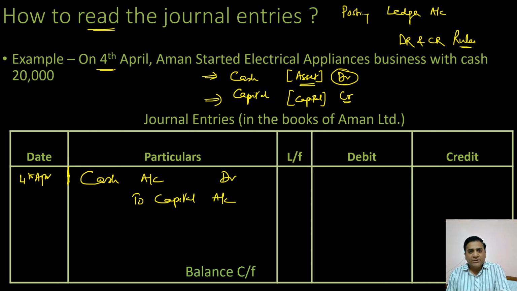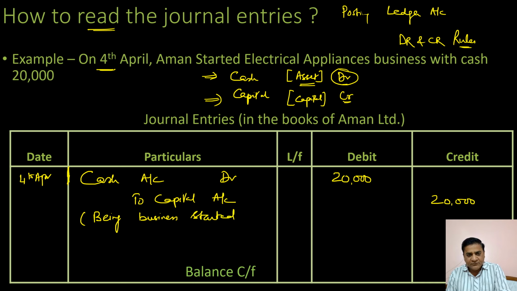The amount would be 20,000, so the debit amount would be recorded here, 20,000, and the credit amount would be recorded 20,000, like this. And then we are supposed to write the narration, which would say, being business started with cash rupees 20,000.